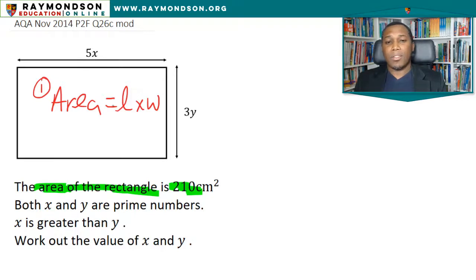So area is the length multiplied by the width. In this particular case, what's the length of the rectangle? It's 5x. So I could write that A is equal to 5x, and I've got to multiply that by 3y. So 5x multiplied by 3y. We don't know what x and y are, that's what we're trying to find out, but 5x multiplied by 3y is going to give me the area of this rectangle.